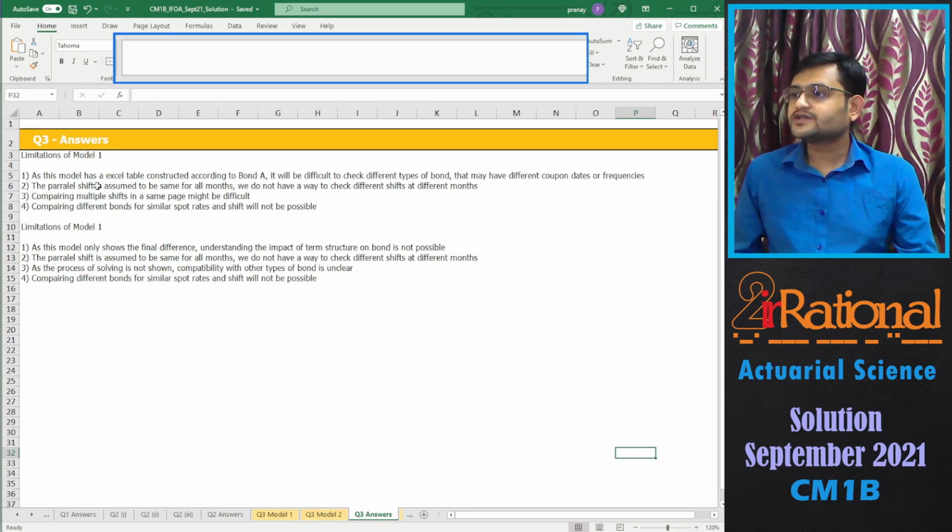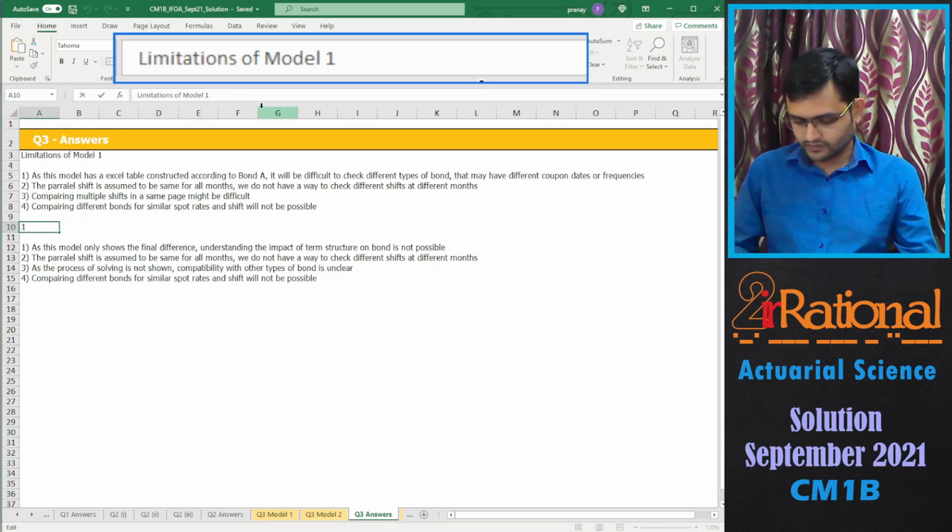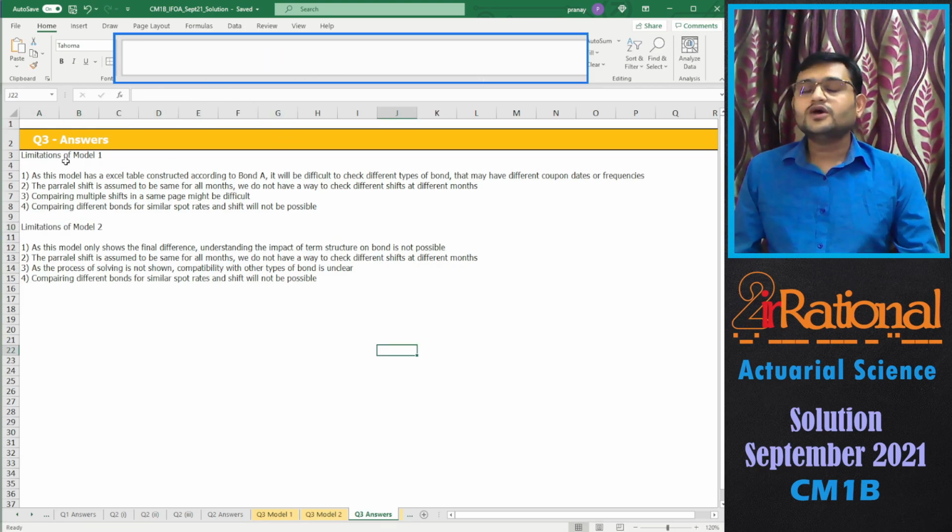So first talk about the limitation of model 1. I have definitely written here model 1, it should be model 2, right? So anyways, I have not talked about the advantages. I have just talked about either the differences or the limitations. So for model 1, as this model has an Excel table constructed according to bond A, it will be difficult to check different types of bonds that may have different coupon dates or frequencies.